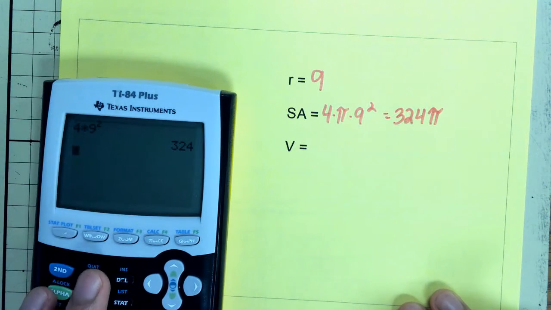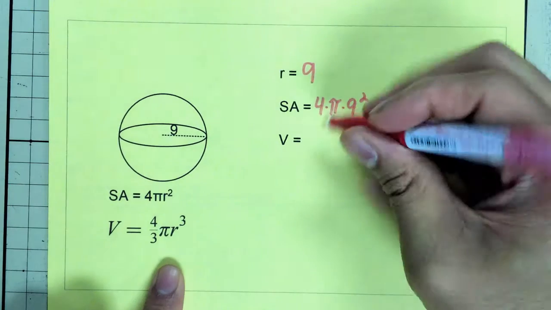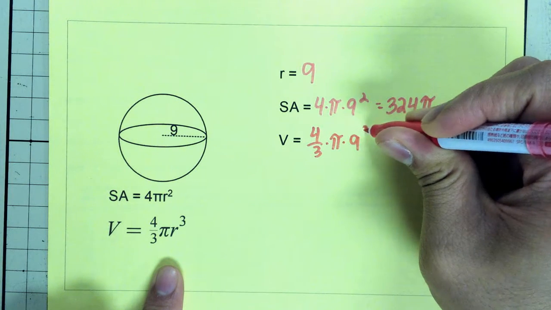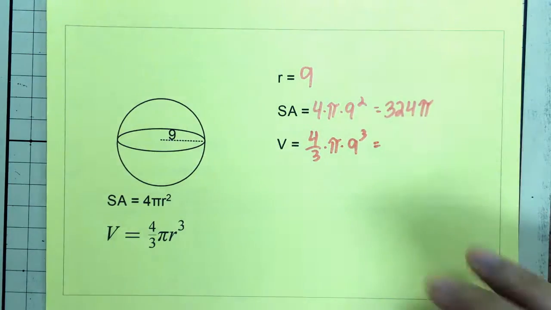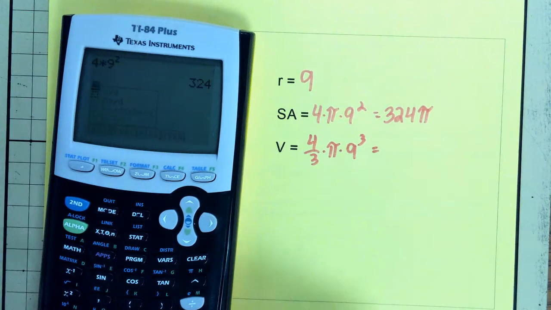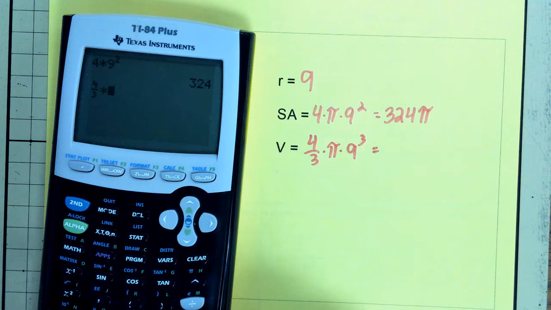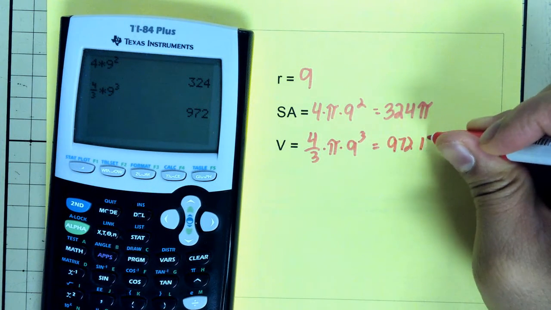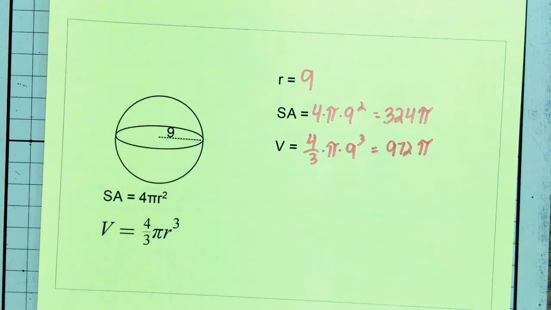And for my volume, equation is 4/3 times pi times r cubed this time. Be careful about that. In my calculator, I want to type in 4/3 times 9 cubed to get 972 pi. So there you have the formulas for surface area and volume of a sphere.